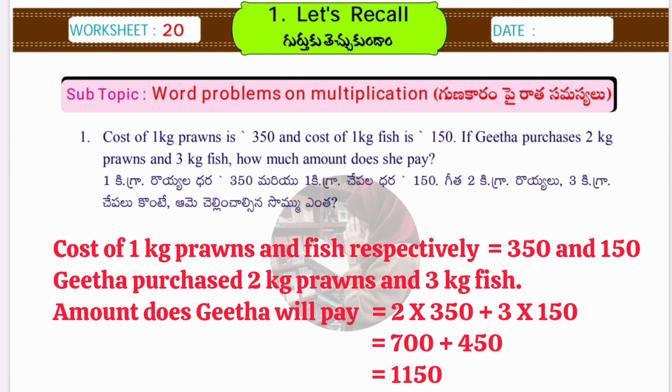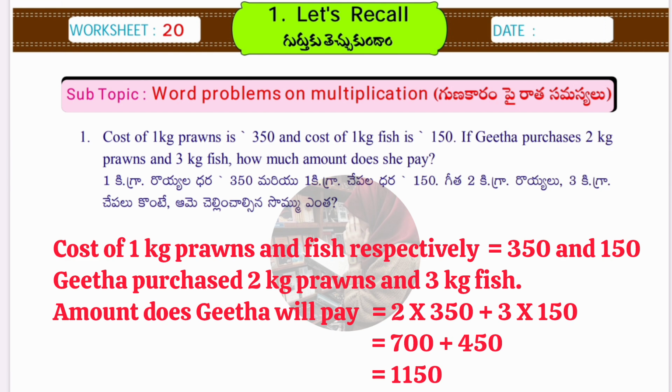1 kg prawns cost is 350. 1 kg fish cost is 150. If Geeta purchased 2 kgs prawn and 3 kgs fish, how much amount does she pay? Let's see the solution. Cost of 1 kg prawns and fish respectively are 350 and 150. If Geeta purchased 2 kgs prawn and 3 kgs fish, then we multiply 2 by 350 and 3 by 150, 2 kgs prawn and 3 kgs fish. That's why we have to do the multiplication with that particular amount.